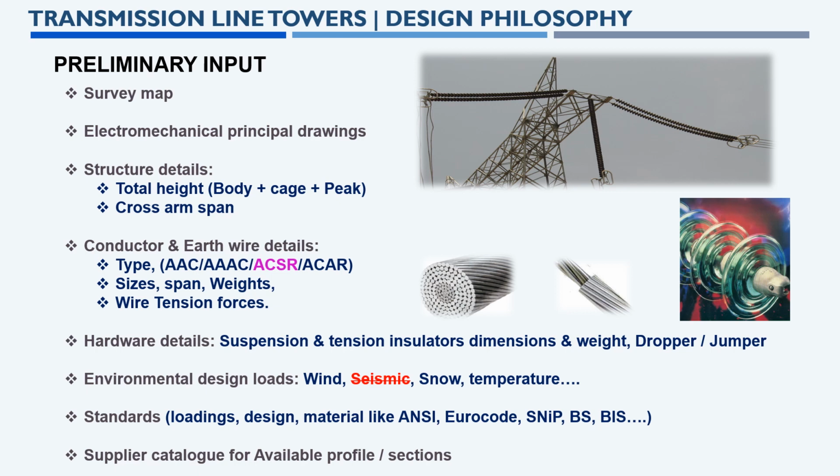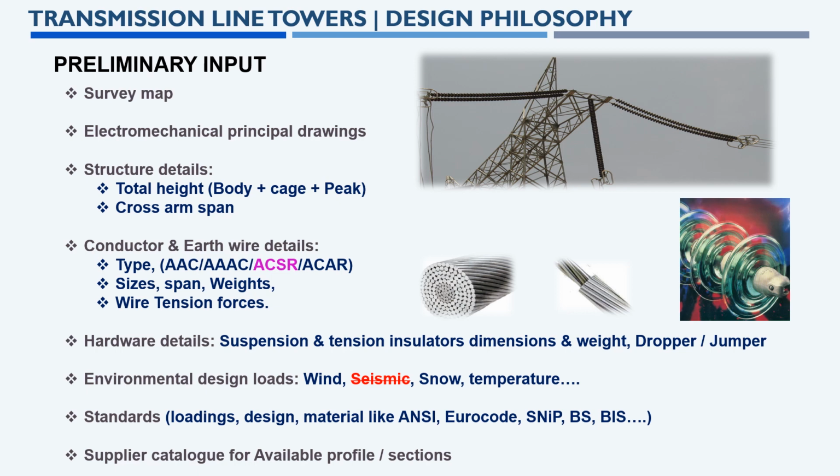These are the preliminary inputs required for transmission line tower design: survey map, which we already discussed, electromechanical principle drawings, and structural details like tower height, body cage, cross arm span. And the conductor and earth wire details. There are 4 major types of conductors. AAC is all aluminum conductor. All aluminum alloy conductor is AAAC, and aluminum conductor steel reinforced is ACSR. Aluminum conductor alloy reinforced is ACAR. Generally ACSR is the most popular.